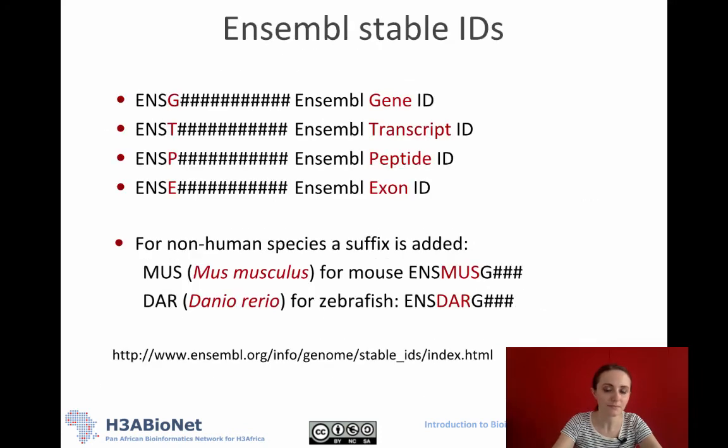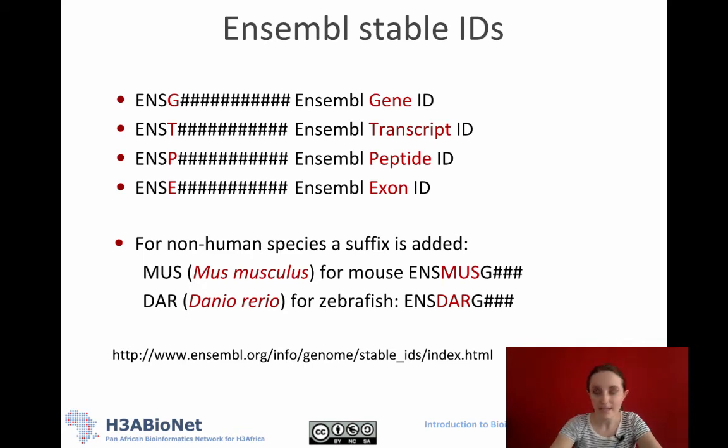We also have stable IDs in Ensembl. Most of the databases you ever come across will have some form of stable IDs. If you use RefSeq, you'll find the NMs and the NPs. In Ensembl, we have ENS, indicating Ensembl.